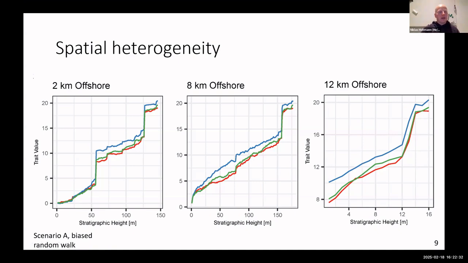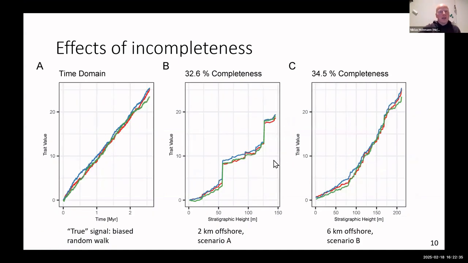And now for the million-dollar question: what is the actual effect of stratigraphic incompleteness? For this, we again took the directional random walk as kind of a truth and a baseline.